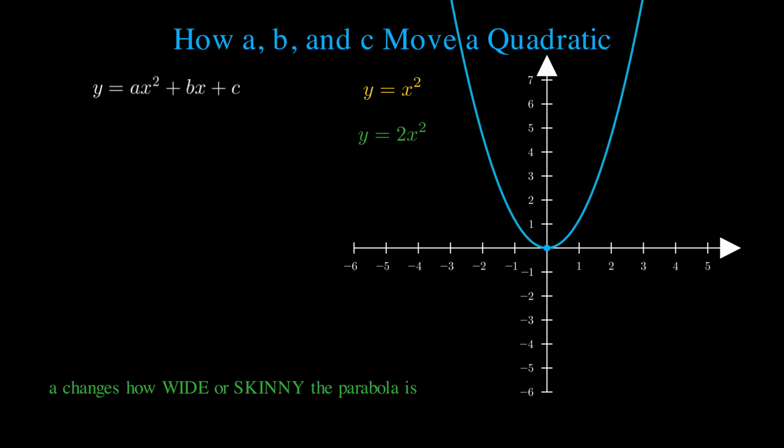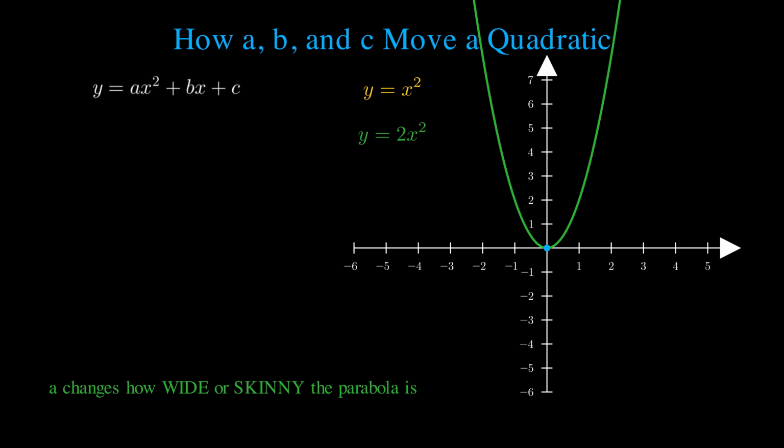Look at this equation. Y equals 2x squared. Only a changed. Nothing else. A controls two things: how wide or skinny the parabola is, and whether it opens up or down. When a gets bigger, the parabola gets skinnier. It rises faster. That means it is steeper.